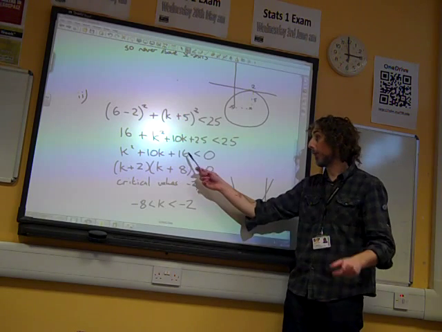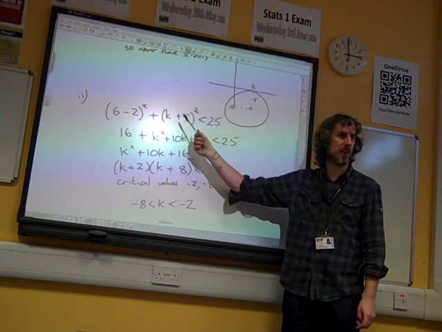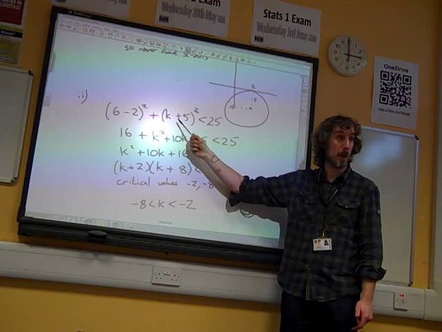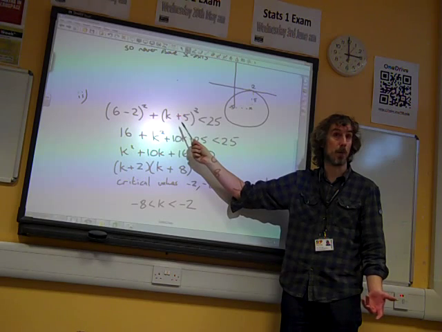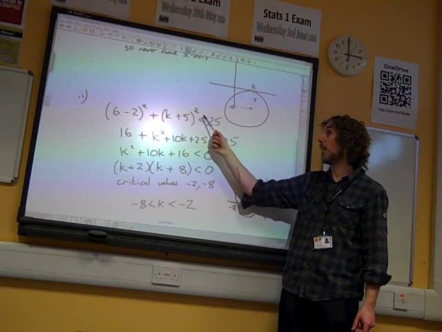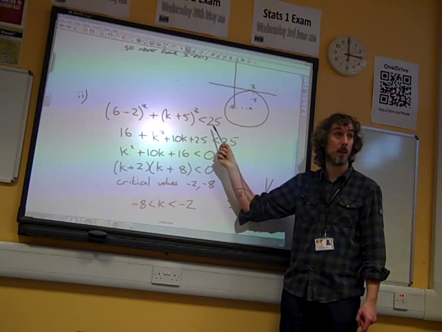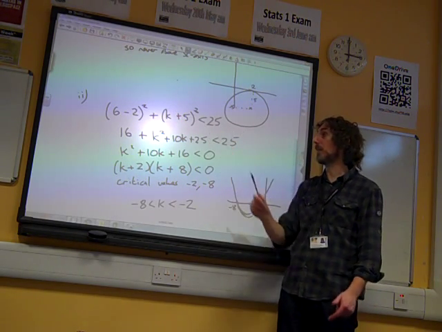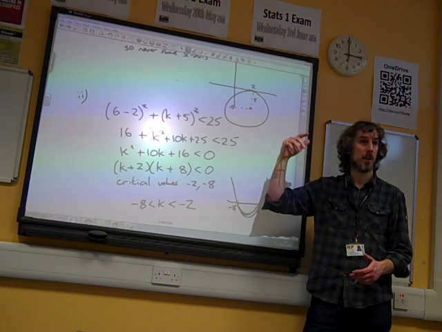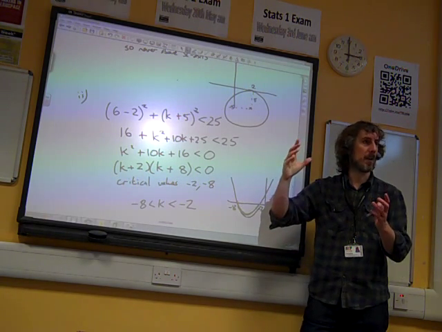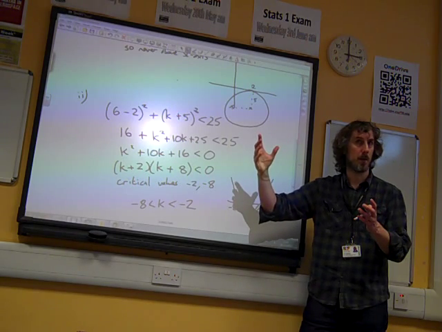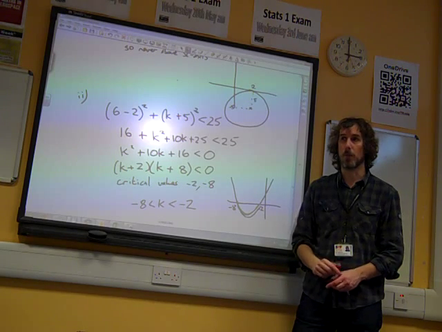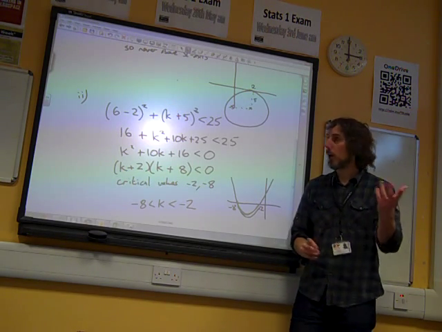And the other thing that's worth pointing out, and I think at least one person did this: you could not square out that bracket and keep it as a completing the square kind of problem. So you get (k plus 5) squared is less than 9, because 25 take 16, and then you square root it, so k plus 5 is less than plus or minus 3, and then go from there. Minus 5 plus 3 is minus 2, and minus 5 minus 3 is minus 8. So you get the same critical values by the completing the square method. Lots of ways you could have done it.